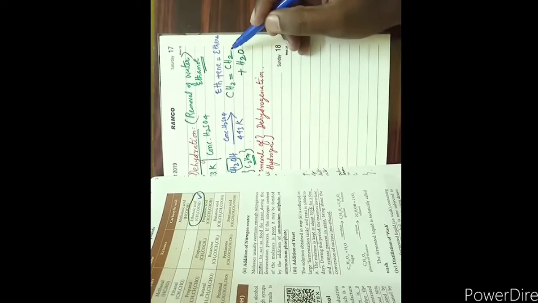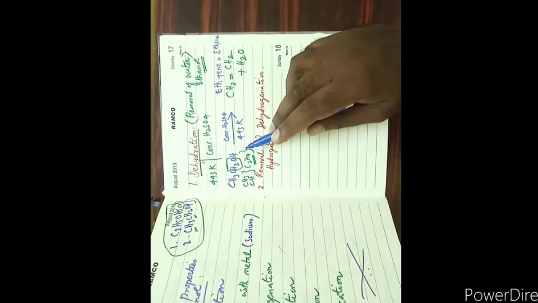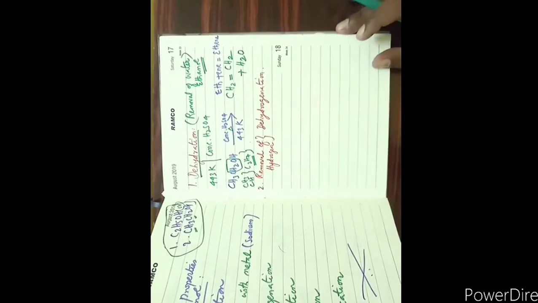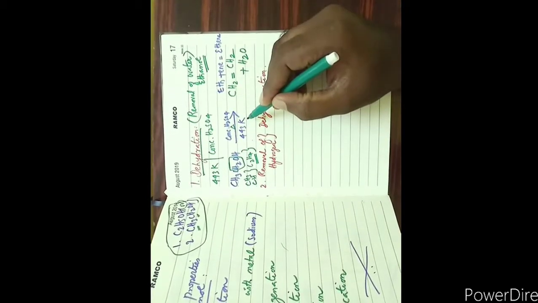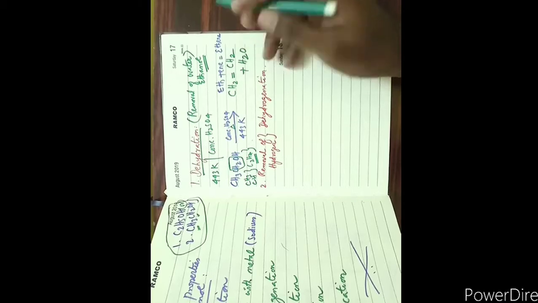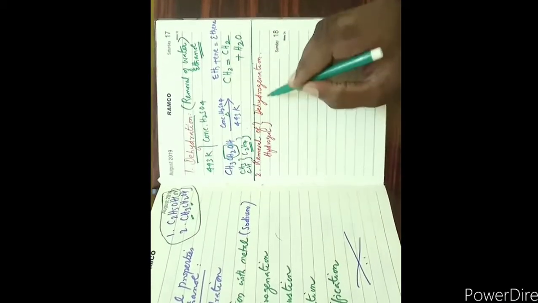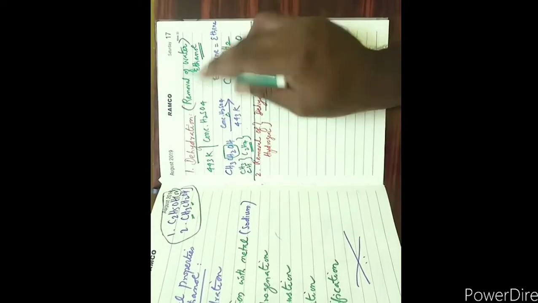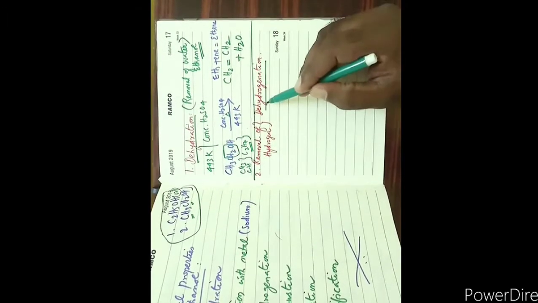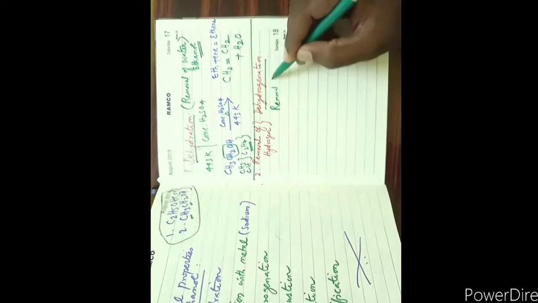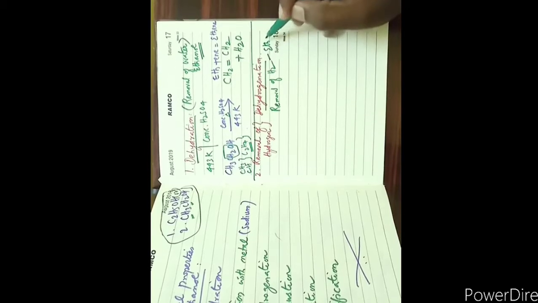When ethanol is heated in the presence of concentrated sulfuric acid at a temperature of 443 Kelvin, it forms a new compound called ethene. This is called dehydration. Now the second one is removal of hydrogen, that is called dehydrogenation. Here removal of water is called dehydration, and here removal of hydrogen from ethanol is called dehydrogenation. When is it possible?